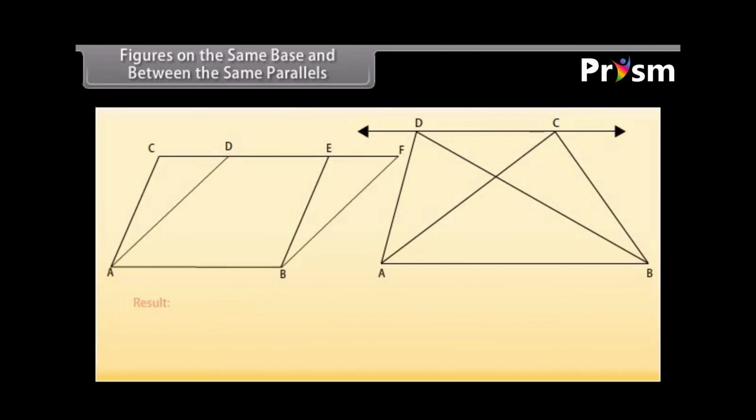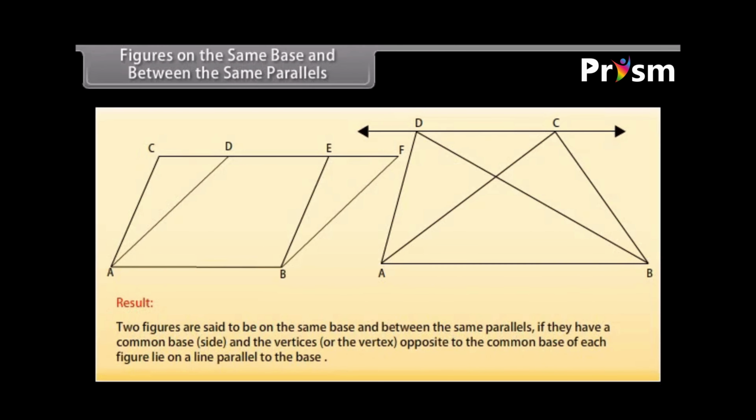So we can say that the 2 figures are said to be on the same base and between the same parallels if they have a common base, side, and the vertices or the vertex opposite to the common base of each figure lie on a line parallel to the base.